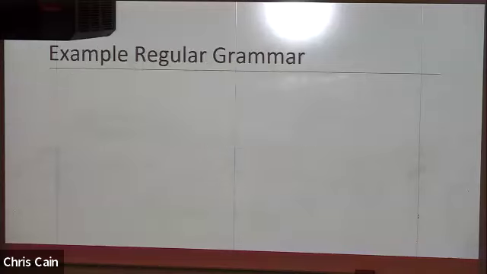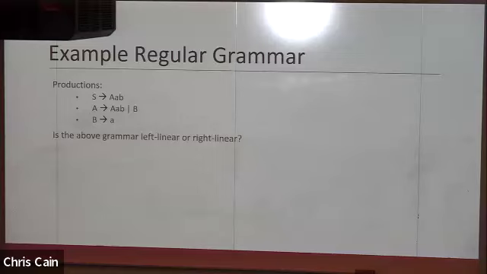So that was a regular grammar. Let's give you an example. Here are some productions. Question, is this grammar left linear or right linear? First and foremost, left linear, that's where the non-terminal is. It's always on the left-hand side. And there are 0 or more terminals and up to a single non-terminal. So this is a left linear grammar.